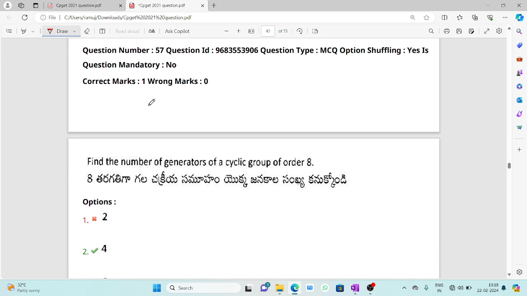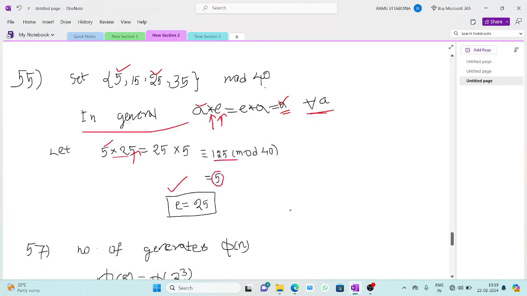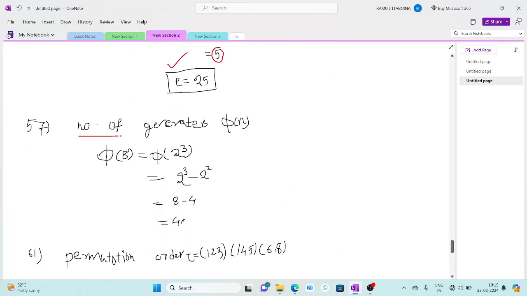So 57 one is find the number of generators of the cyclic group of order 8. Remember these types of questions. Whenever generators come up in group questions, you can use the formula phi n. Suppose a group has order n, and he is asking about generators of that group, you can use this formula phi n. So he is asking the number of generators of that group, so I just write phi n as the formula for these types of questions.